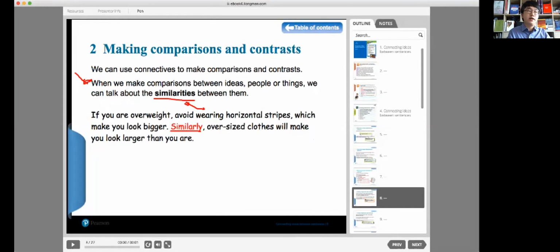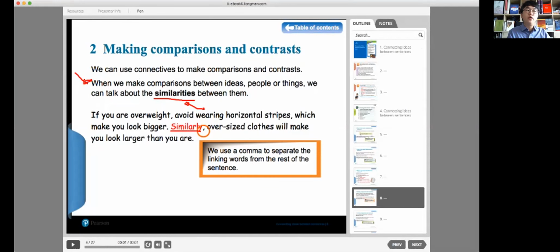So this is an example of using the connective similarly, because the first part of this paragraph and the second part of this paragraph are similar. The pieces of advice are similar.